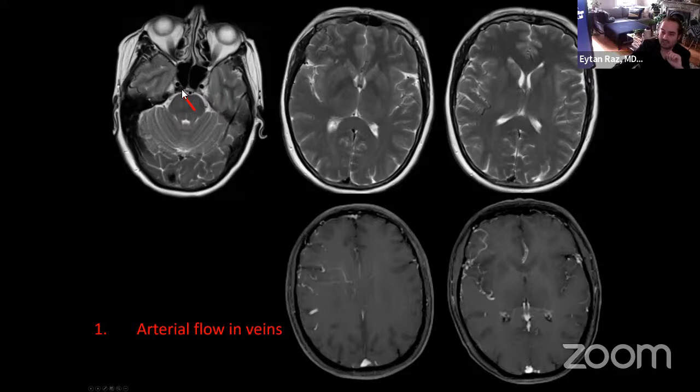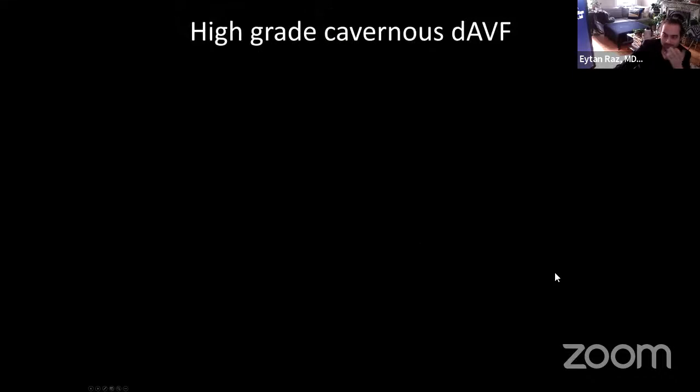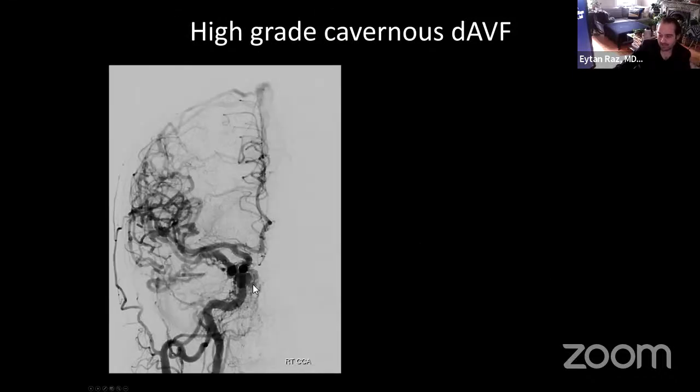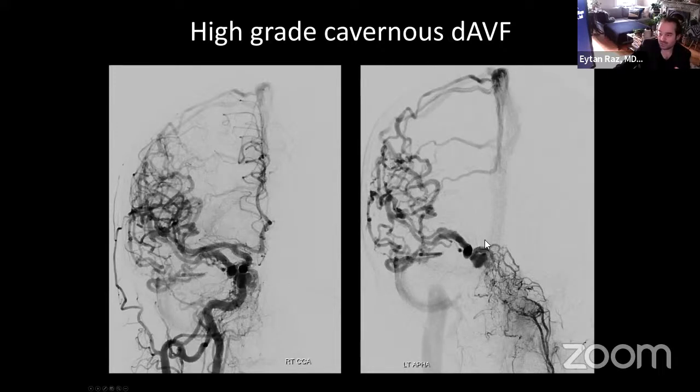You notice the arterialized flow in the cavernous sinus. And then on the post-contrast, you start seeing a little venous congestion on this side of the brain. This is a high-grade cavernous fistula, comes for angiography, and the fistula is obvious here. The interesting thing is when you get the images from the other side, in this case from the left contralateral ascending pharyngeal artery, you understand the venous outflow so much better because you don't have the superimposed MCA here.